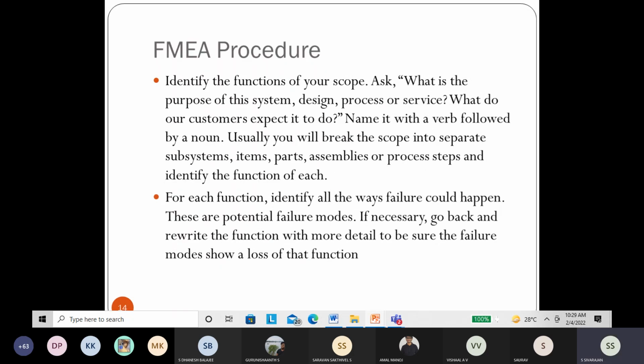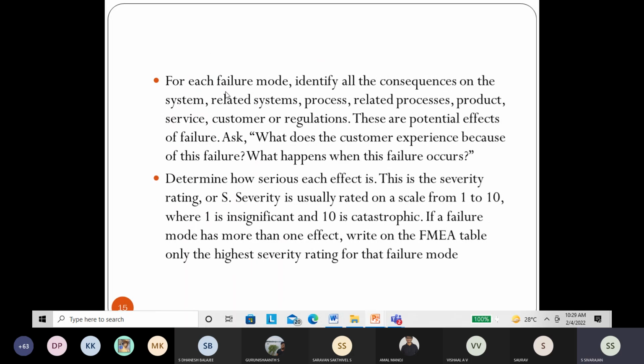So here, very quickly I'll tell you how, for each failure mode, identify all the consequences on the system, the related system. So they are the potential effects. That's what I was expecting.